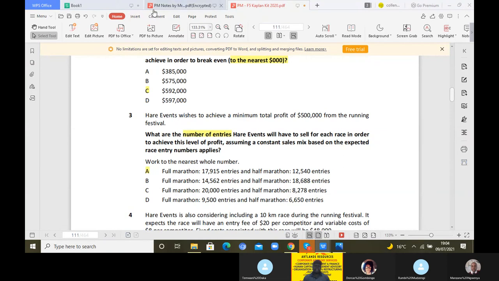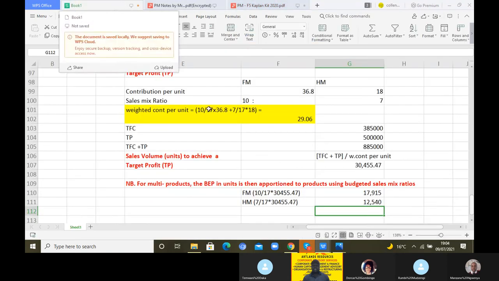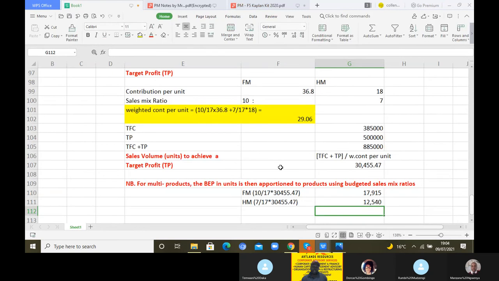So if the question had just said, how many race entries you have to sell to achieve a profit, without saying how many of which product, the answer was 30,455. But because the question wanted us to break it further into units of each product that we have to sell. Now, suppose they said, how much revenue do you have to make in order to achieve a target profit? You then use the weighted contribution to sales ratio. The answer you get will be in sales. And you break the sales in their budgeted mix ratios. Simple as that.